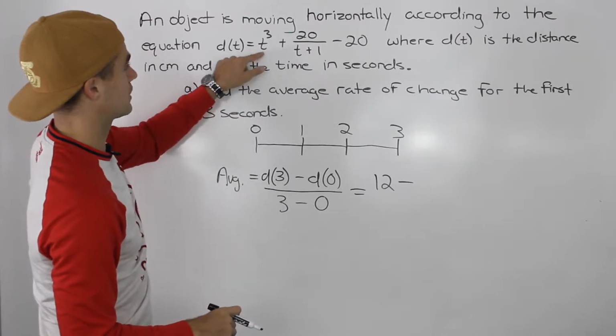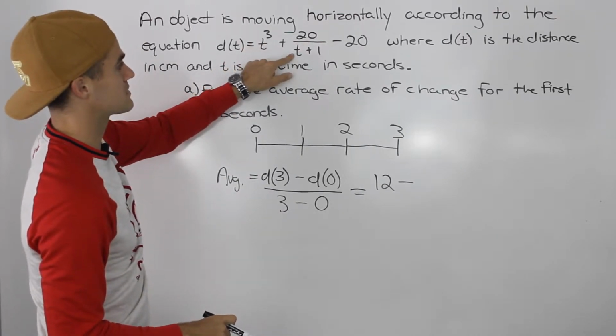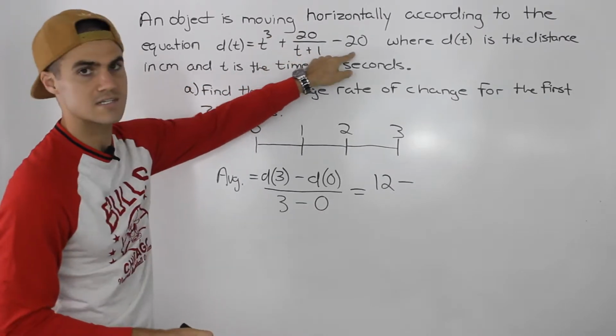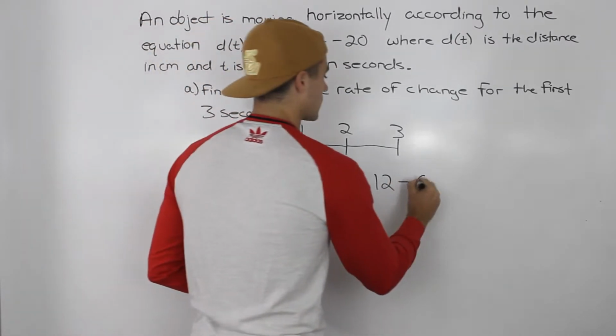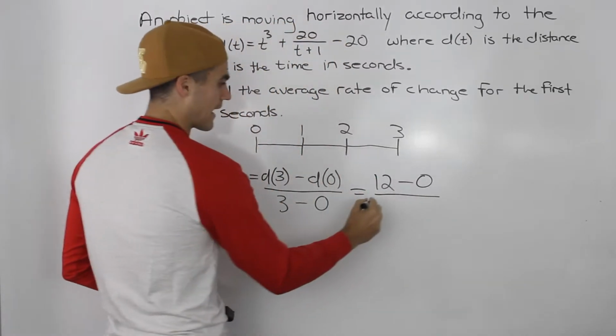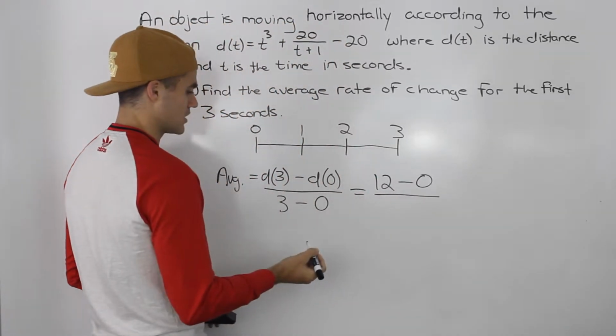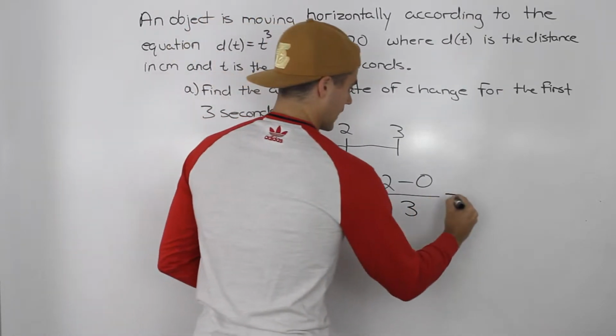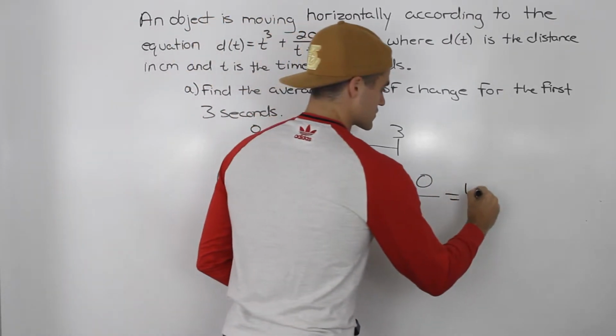And then what's d of 0 going to be? Well, if we plug in 0 here, that goes away. This would be 0 plus 1, so it would be 20 over 1, which is 20, and then minus this 20, so it would be 0. And then we would still have 3 minus 0 in the denominator, so that would be 3. And then we'd have 12 over 3, which gives us 4.